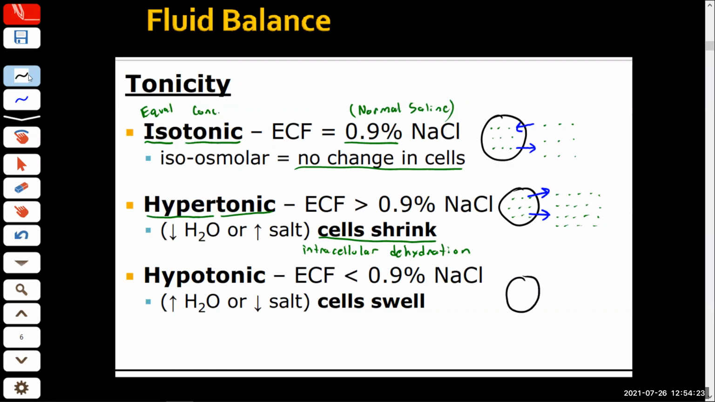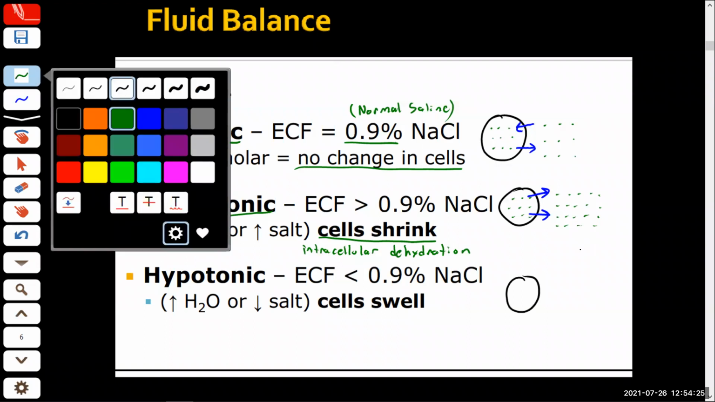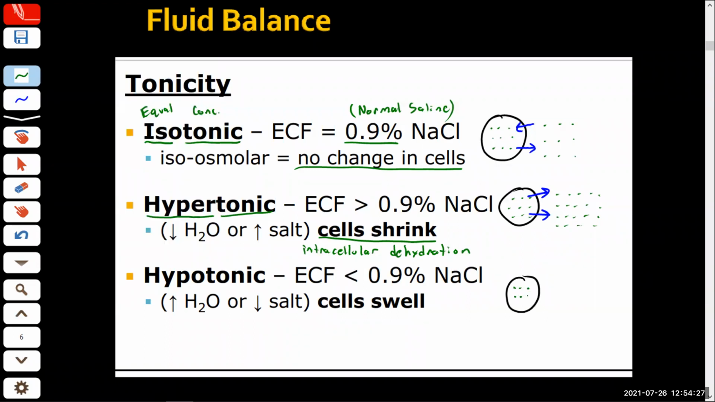Okay. Hypotonic, what kind of solution am I giving a patient? More water, less salt, perfect. So where does water want to go if I give the patient a hypotonic solution? Into the cell. Okay, your cells will swell.